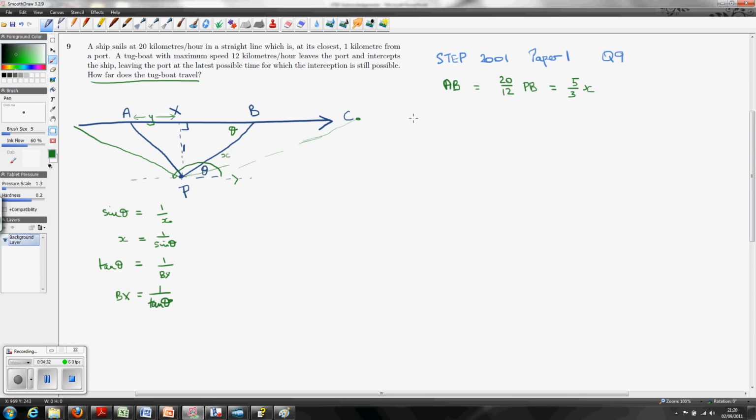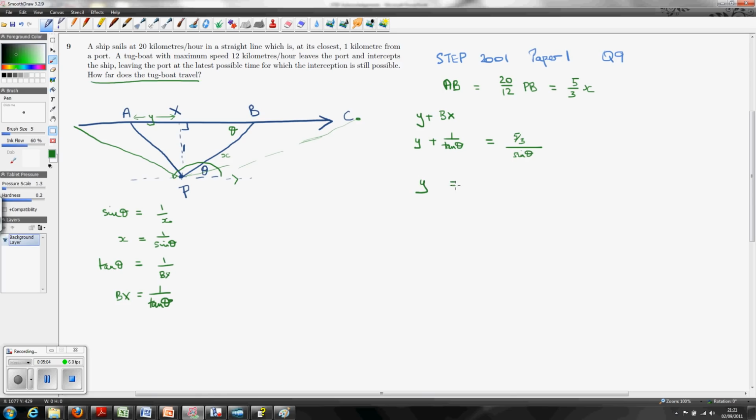And what's AB equal to? Well, AB is equal to y plus bx, which is the same as y plus 1 over tan theta. So y plus 1 over tan theta is equal to 5 over 3x, which is equal to 5 over 3 over sine theta.